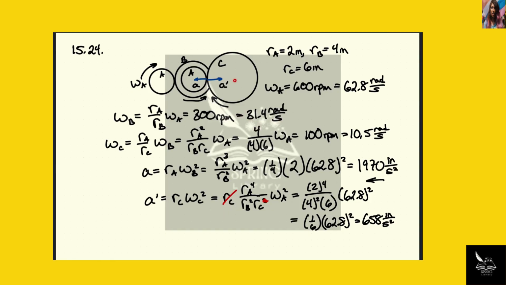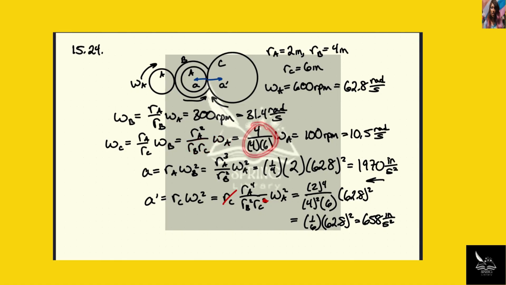Now for C, we know that because this gear here with the radius of A is driving C, omega C is RA divided by RC times omega B. And plugging in from here, we get this. So we get RA squared all over RB times RC, times omega A.